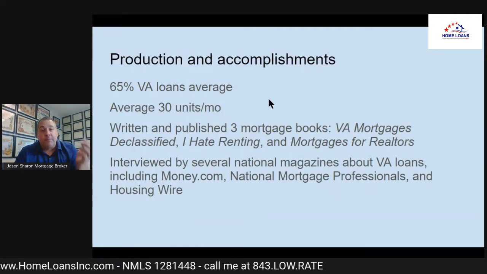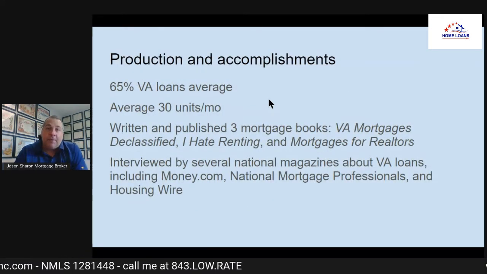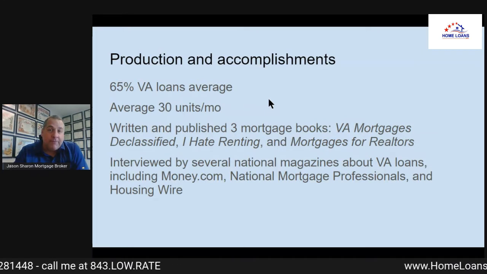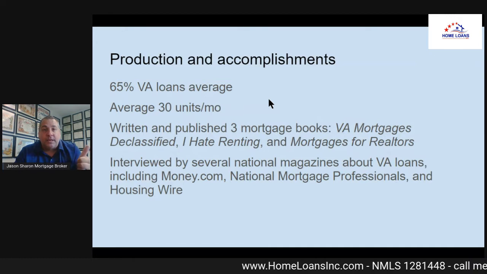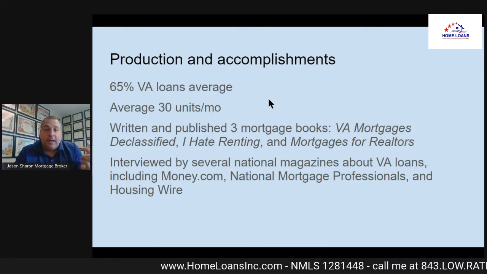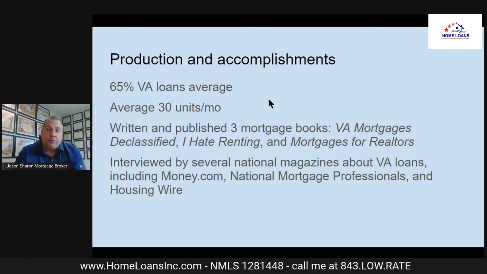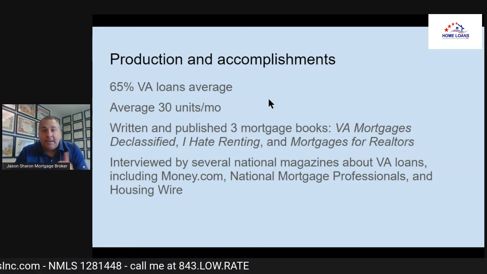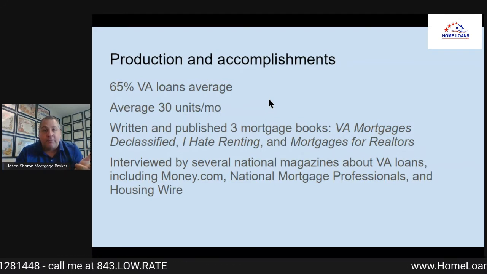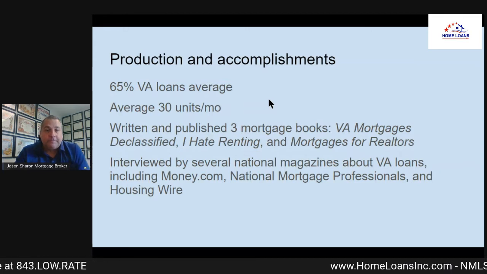Production, 65% loans, VA loans. I'm about 30 units per month, which is significantly above average for the industry. I've written 3 books on mortgages: VA Mortgage Declassified, I Hate Renting, and Mortgages for Realtors. Working on another book right now. I've been interviewed by several national mortgage magazines, including Money.com, National Mortgage Professionals of America, and Housing Wire.